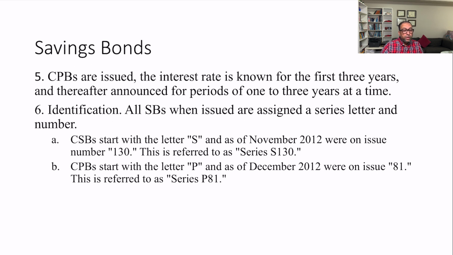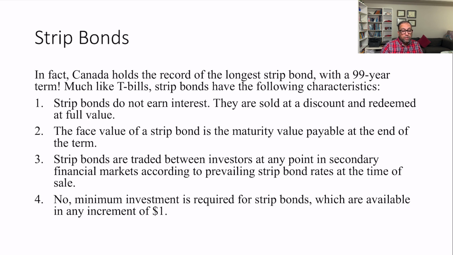Canada Premium Bonds, CPBs, are issued too. The interest rate is known for the first 3 years, and thereafter announced for a period of 1 or 3 years at a time. Identification: all savings bonds issues are assigned a serial letter and number, like CSBs starting with the letter S, which as of November 2012 were on issue number 130. This is referred to as series S130. CPBs start with the letter P, and as of December 2012 were on issue 81, so they are referred to as P81.